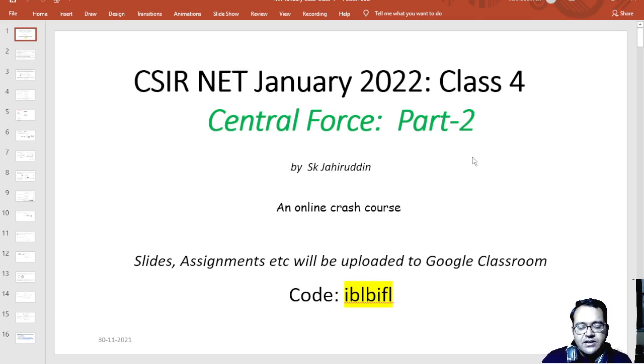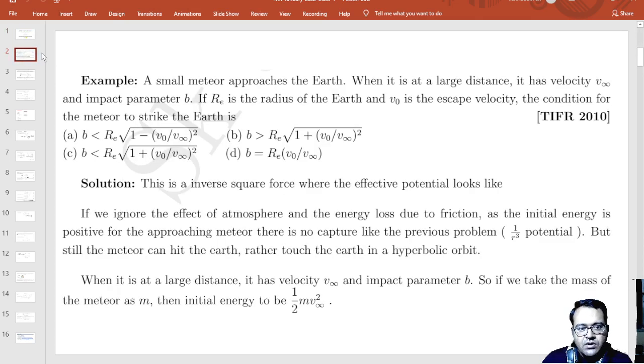In the last class, we discussed the capture by the potential. And today, we will be discussing how Earth itself can have a comet crash on it. So let's start with this example.